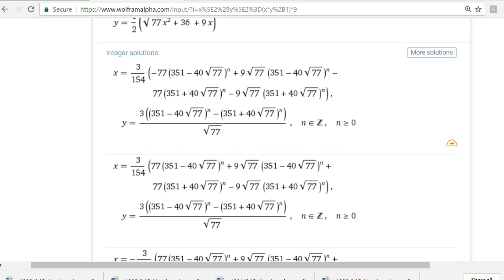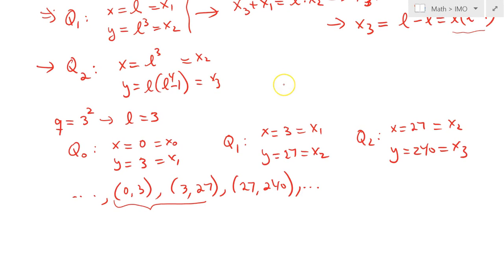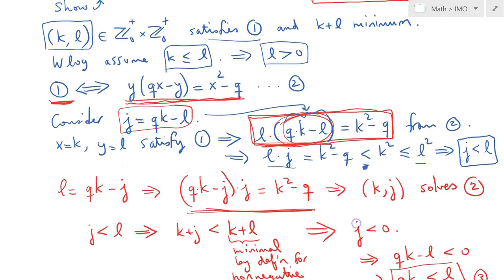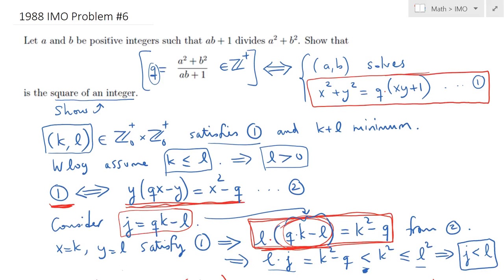So we are done for this problem, 1988 IMO problem number 6. Hope you enjoyed this video, and see you in our next lecture.